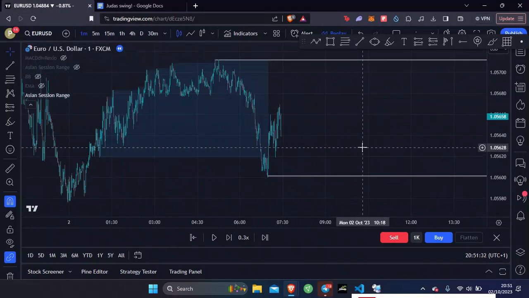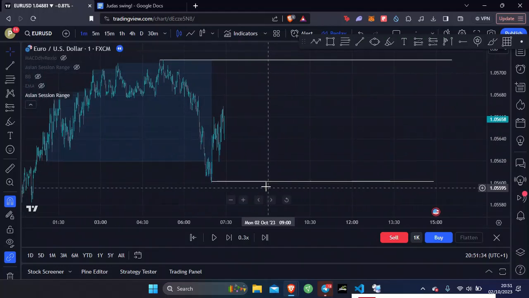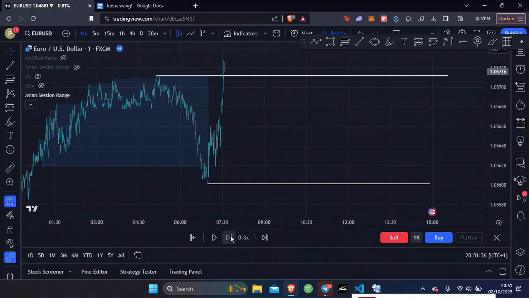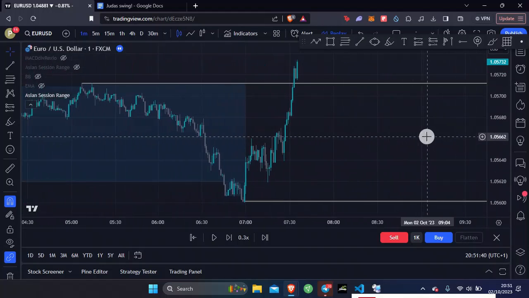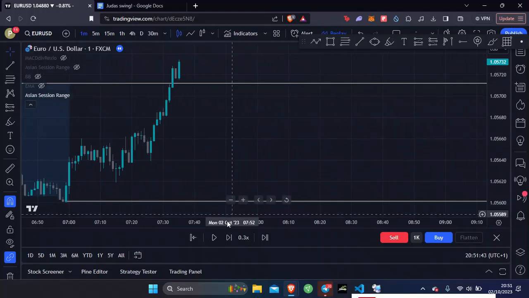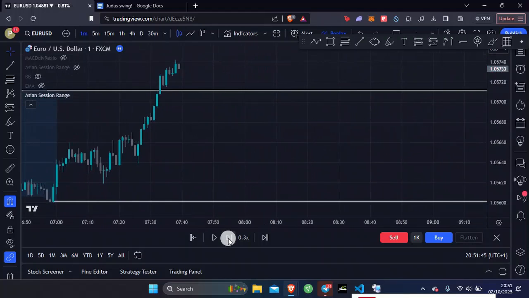Perfect. So we come back to the charts, and now it's a waiting game. So now we're waiting, and boom, there it is. There is our sweep of the Asia high, and now we wait for a market structure shift.